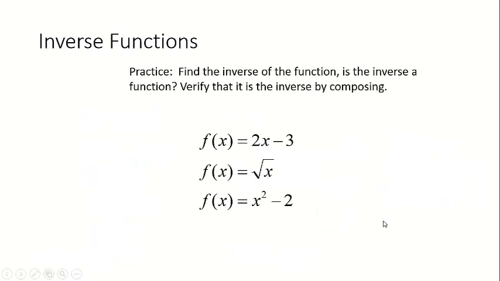Here's some practice for you to do. I want you to do these 3 problems in your notebook and we'll discuss them in class. It says find the inverse. Is the inverse a function? Verify that it's an inverse by composing, okay? So these 3 problems in your notebook and we'll discuss them later.